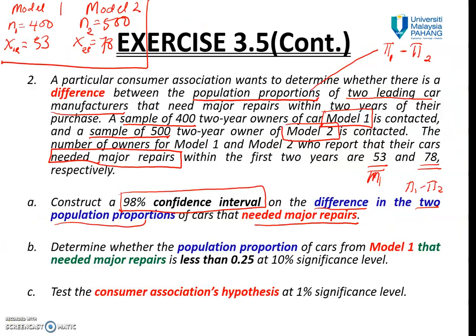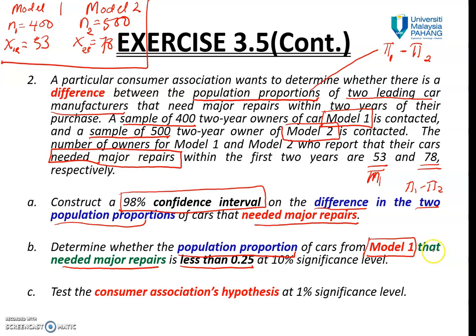Okay, so now we look at question B. If you look at question B, determine whether the population proportion, so you still use the same thing, the population proportion of cars, model 1. So now they are talking about model 1 that needed major repairs is less than 0.25. Even though the story says you have 2 models, question B can ask you about 1 model.